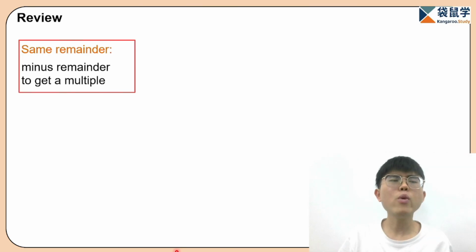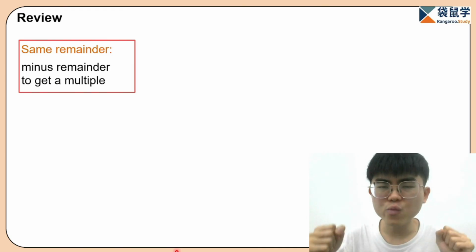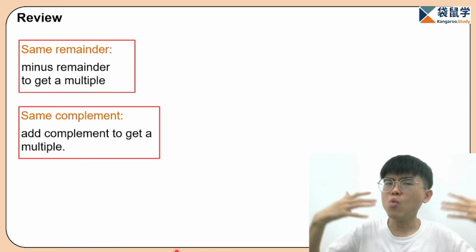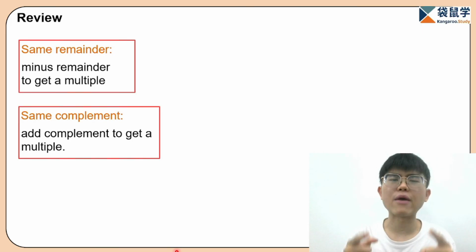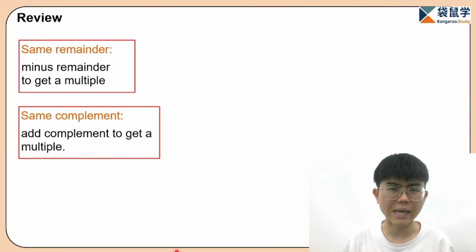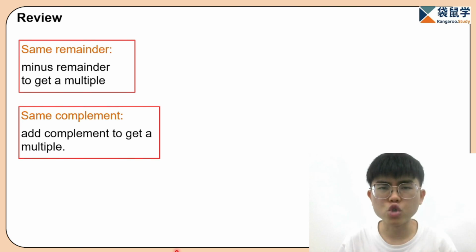First thing first, we learned that when we have the same remainder, we just have to minus the remainder to get a multiple. Second, when we have the same complement, you just have to add the complement to get the multiple. So this is what we learned from the example. Now everyone, let's go to our question.